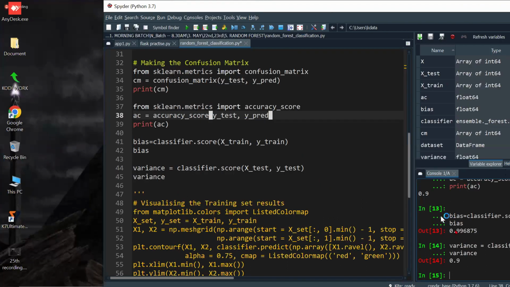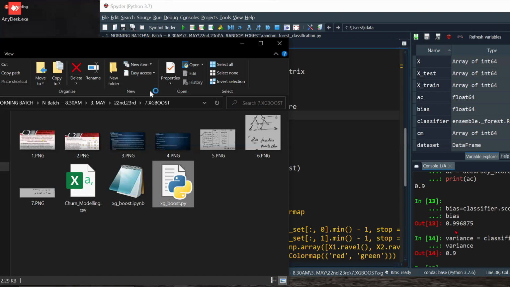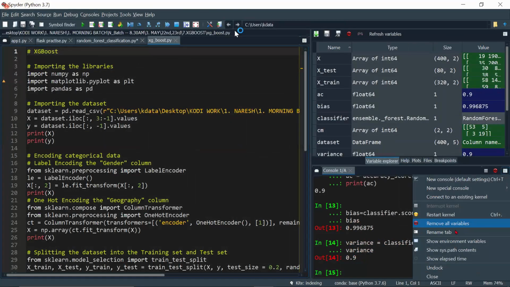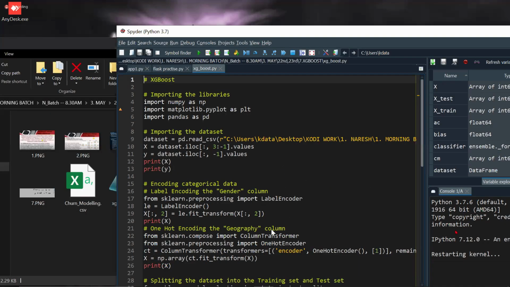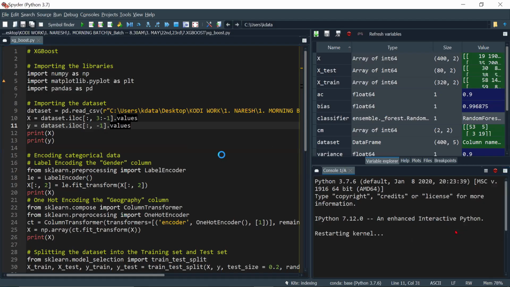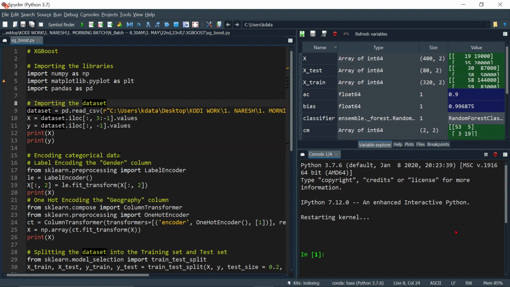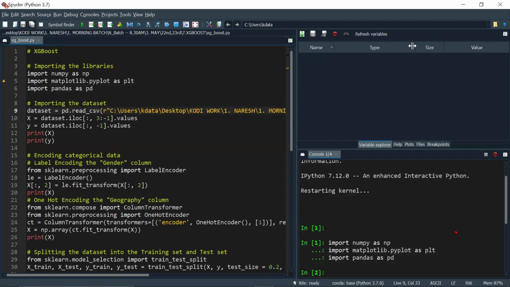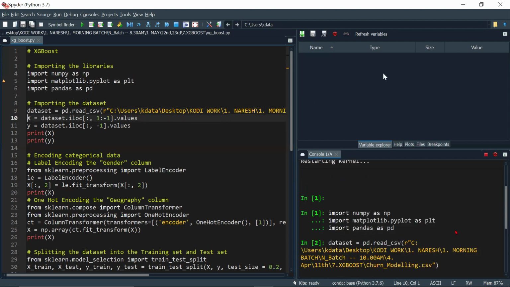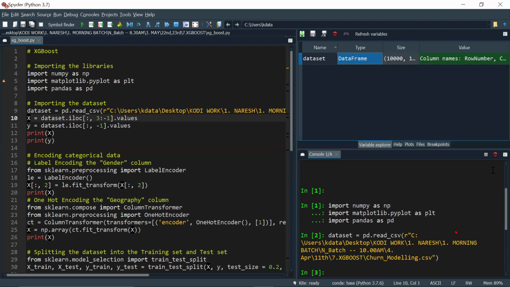Okay, let's go ahead and restart the kernel. So let's import NumPy, Matplotlib, Pandas, isn't it, guys? Now, let's call the CSV file. In the CSV file, we have 10,000 rows and 14 columns, isn't it? So let's open this.